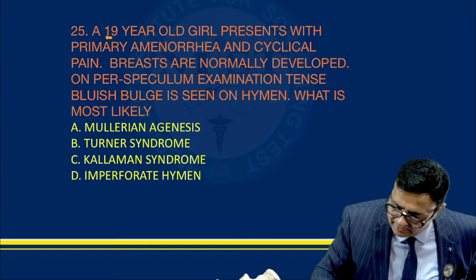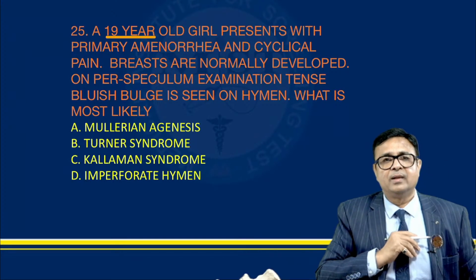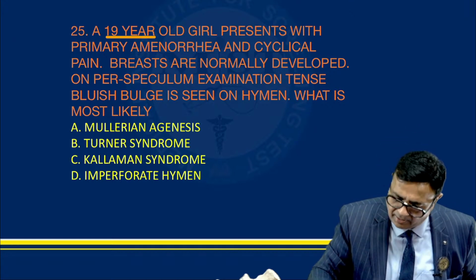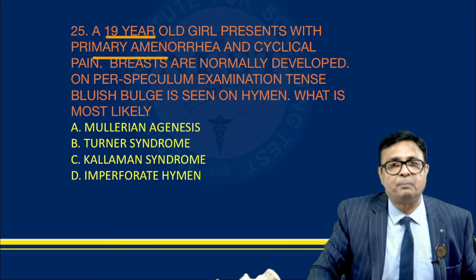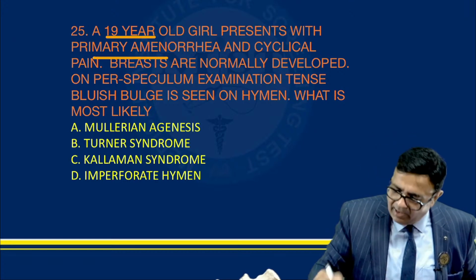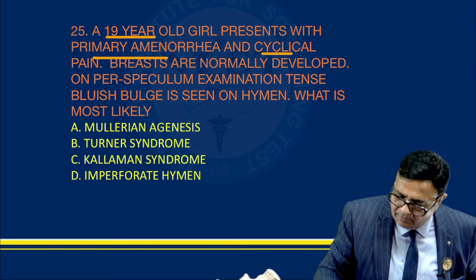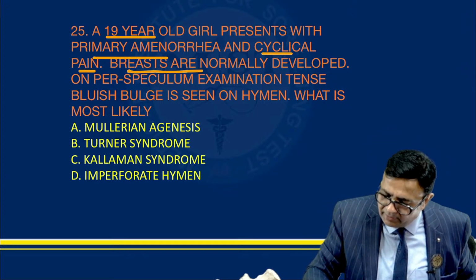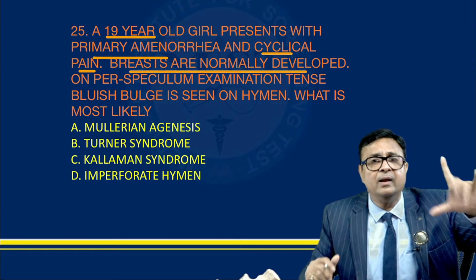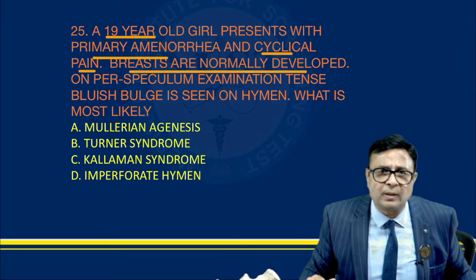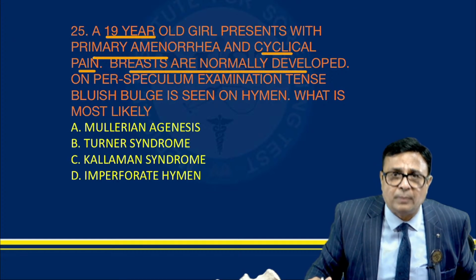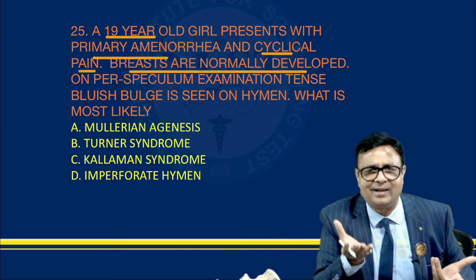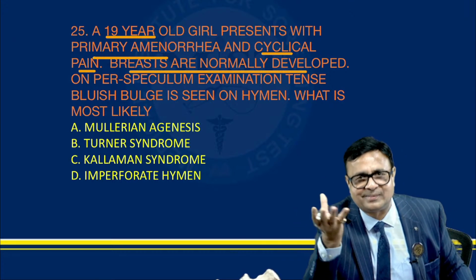A 19-year-old girl presents with primary amenorrhea and cyclical pain. Cyclical pain means pain during the menstrual cycle. Breasts are normally developed. Secondary sexual characters are normally developed. On per-speculum examination, a tense bluish bulge is seen. A very important, very frequently asked question. Tense bluish bulge is seen on the hymen.